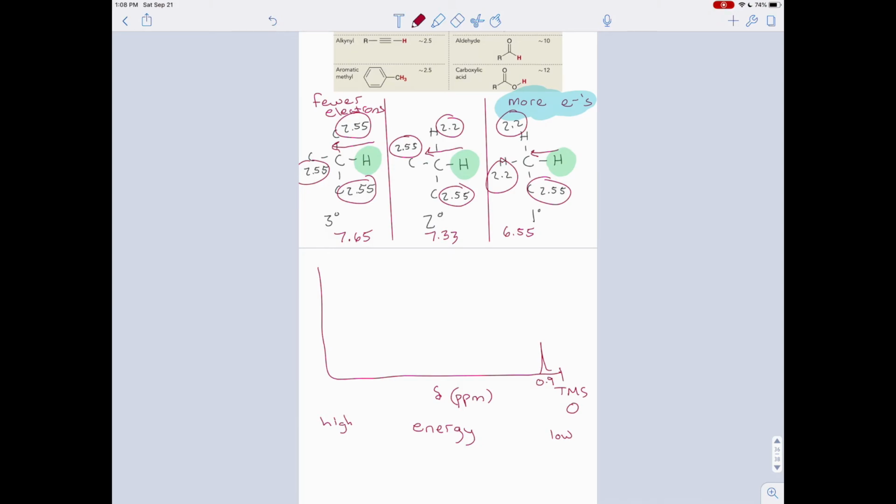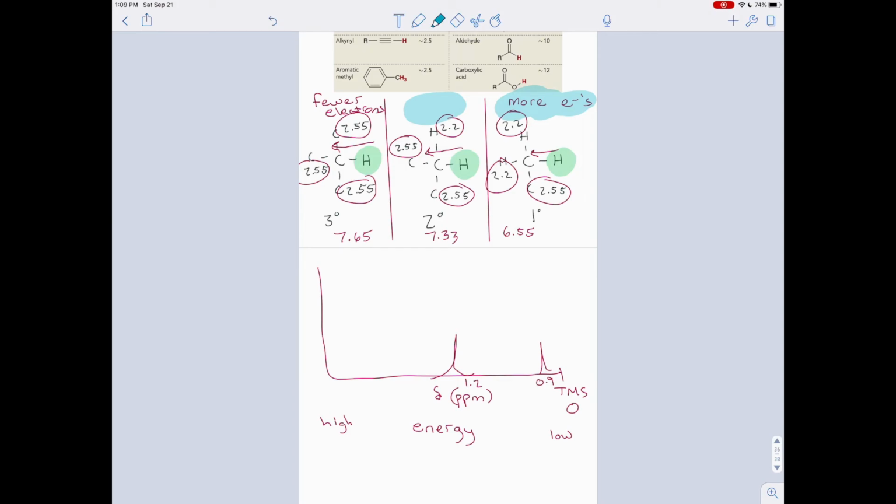But as you go to a secondary carbon, there are fewer electrons there. They're getting pulled by an extra carbon around it, whereas this one only had one. And so there are fewer electrons, so the electrons oppose the external magnetic field less. So the net magnetic field is bigger, and they absorb more energy. It takes more energy to make them flip. They would absorb at around 1.2.